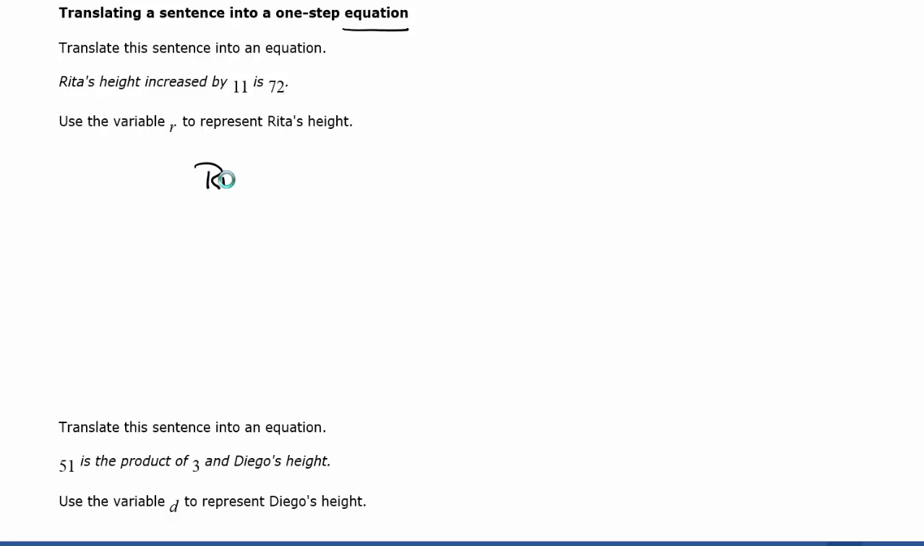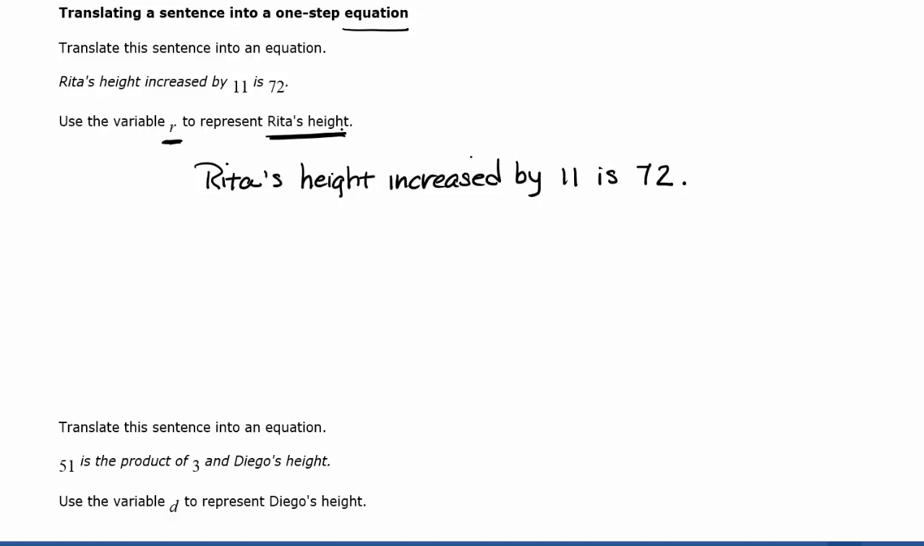So let me rewrite the sentence. Rita's height increased by 11 is 72. And it says to use the variable r to represent Rita's height. So let's just start translating, right? Rita's height, what do we say that is?